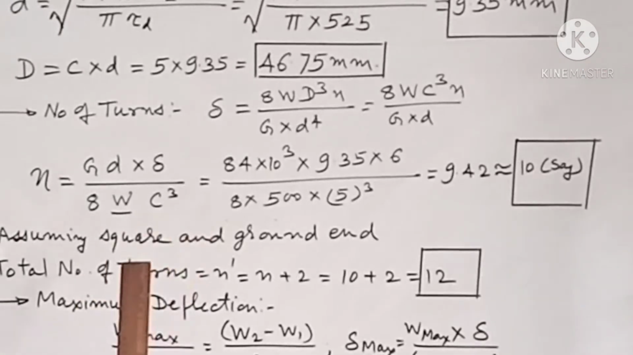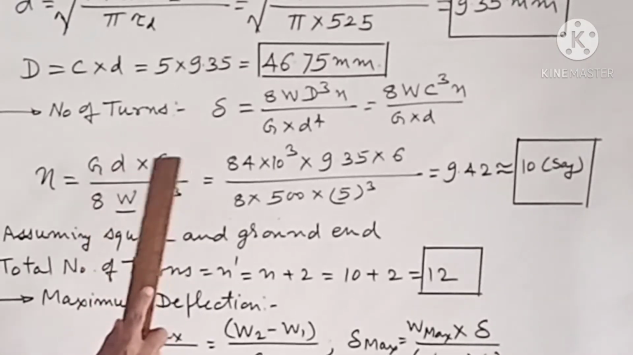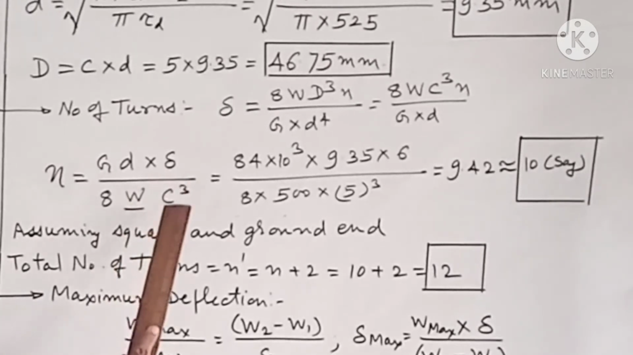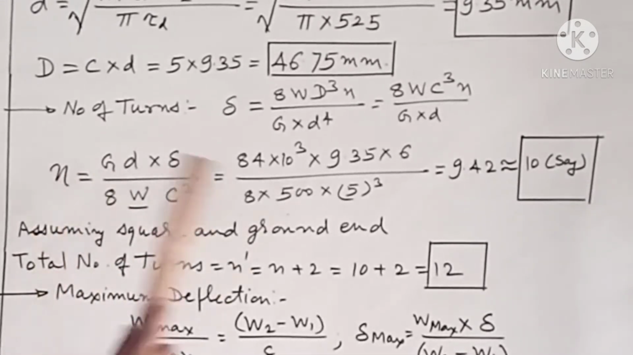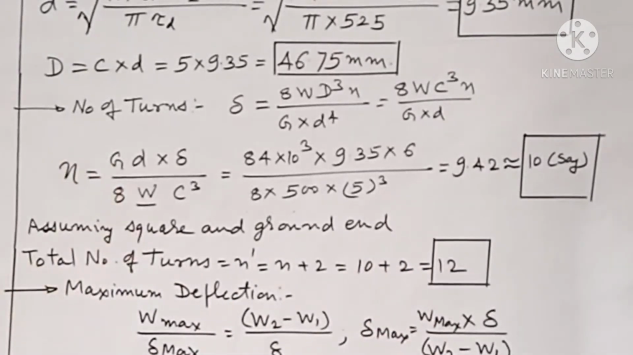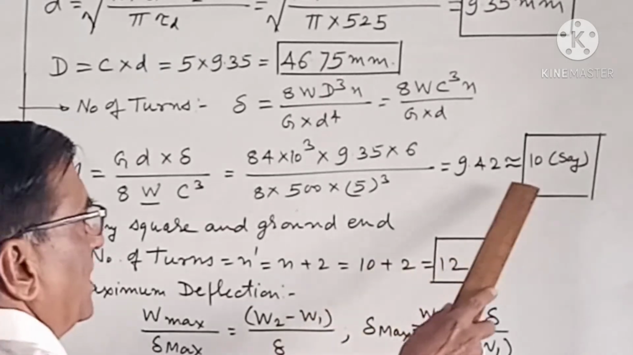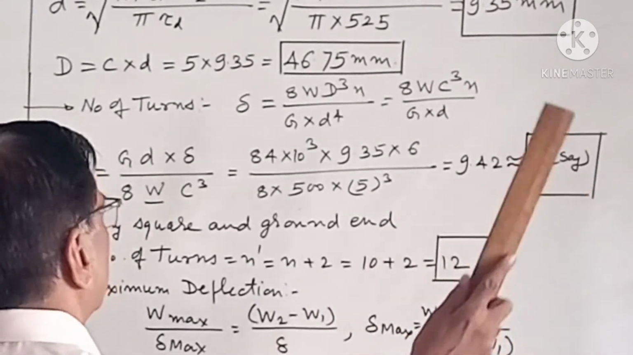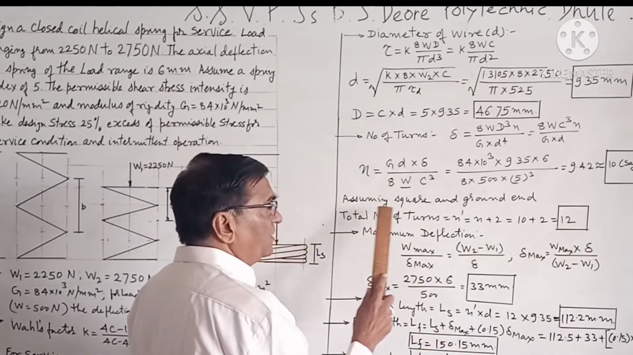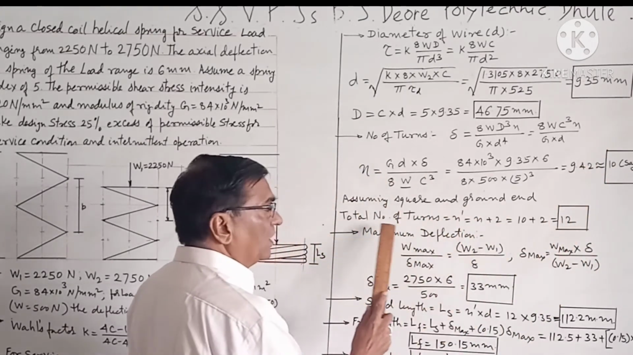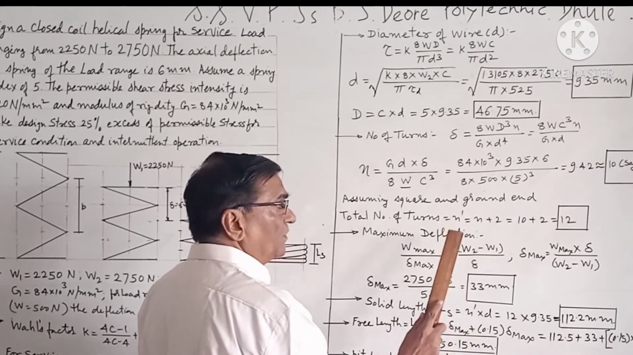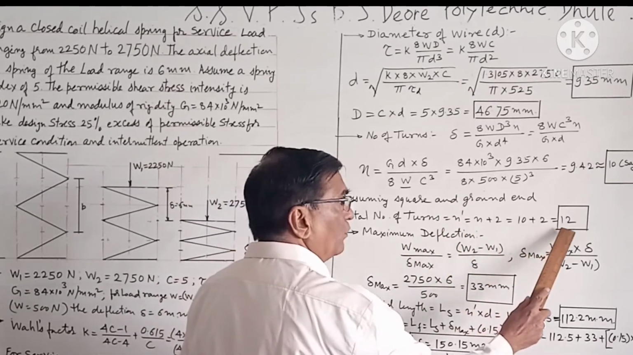So putting the value of G, d, delta, W or load range, and spring index C, we will determine the number of turns, that comes out to be 9.42, and say we take 10 turns, active number of turns comes out to be 10. Now assuming square and ground end, the total number of turns N dash is equal to active number of turns plus 2, so N dash will be equal to 12.